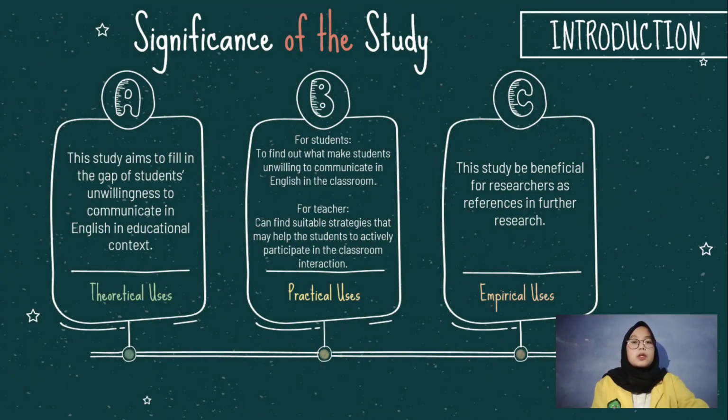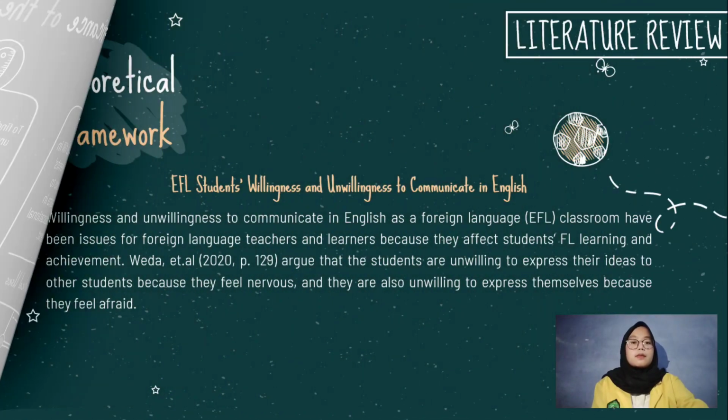Alright then, significance of the study. The first, theoretical uses. This study aims to fill in the gap of students' unwillingness to communicate in English in educational context. And then the second, practical uses for students to find out what makes students unwilling to communicate in English in the classroom. And for teacher can find suitable strategies that may help the students to actively participate in the classroom interaction. And the last, empirical uses. This study be beneficial for a researcher as the references in further research.